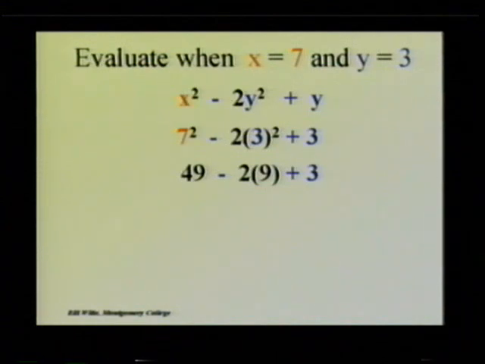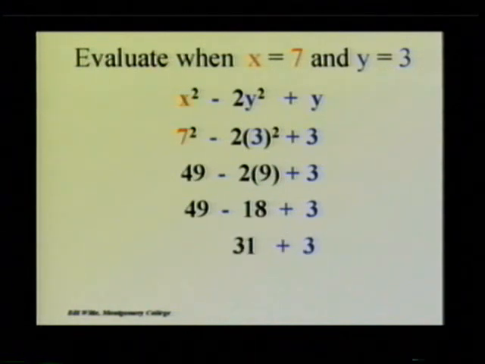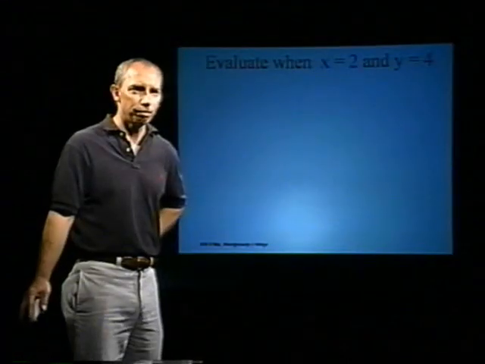Now I've done all my exponents. It's time to do multiplication. There it is, 2 times 9, 18. And now all I have left is subtraction and addition. Which do I do first? Well, when it's on the same level of order of operations, now, and only now, will we work from left to right. So you'll do your 49 minus 18, get your 31, and then you'll add your 3, and there's 34. Bam!